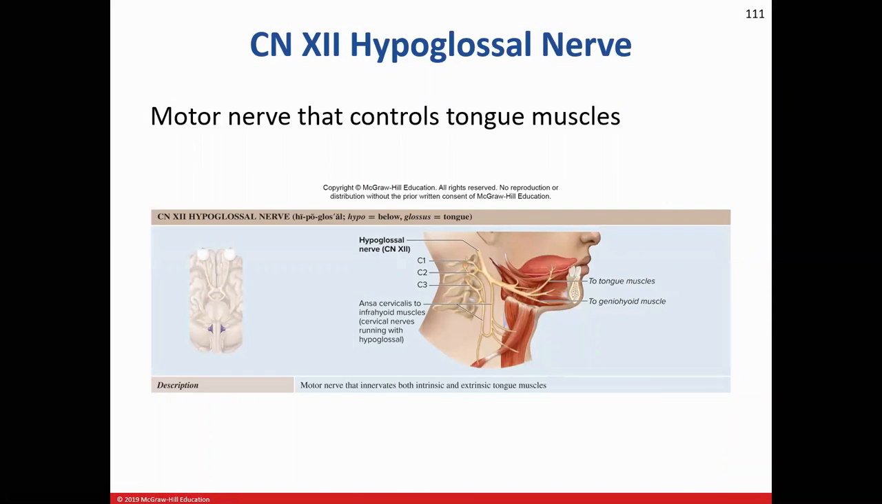Our final cranial nerve is the hypoglossal nerve. And it's a motor nerve that's going to control the tongue muscles. Again, you see that terminology in here, the glossal component, which references the tongue. So again, this is cranial nerve 12.